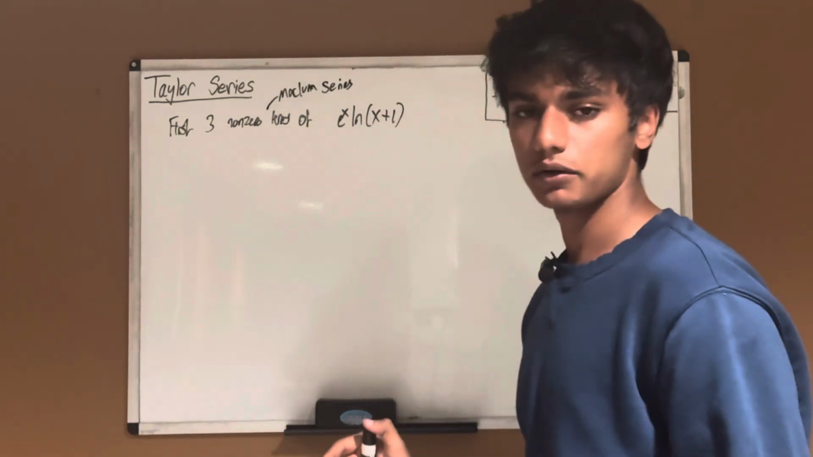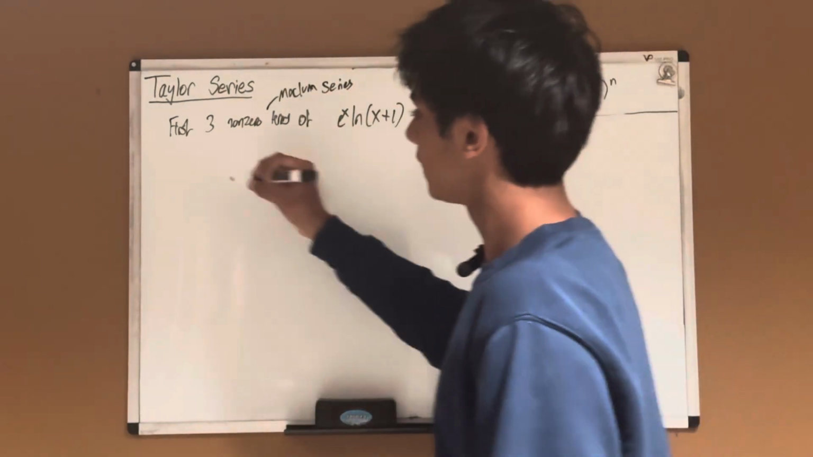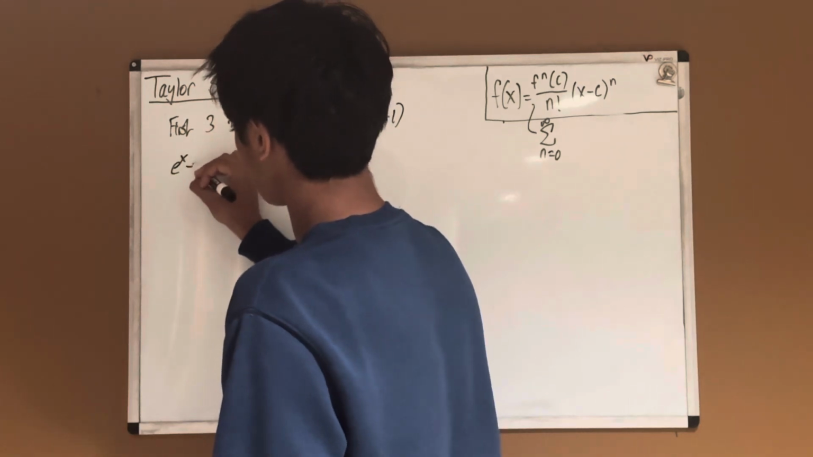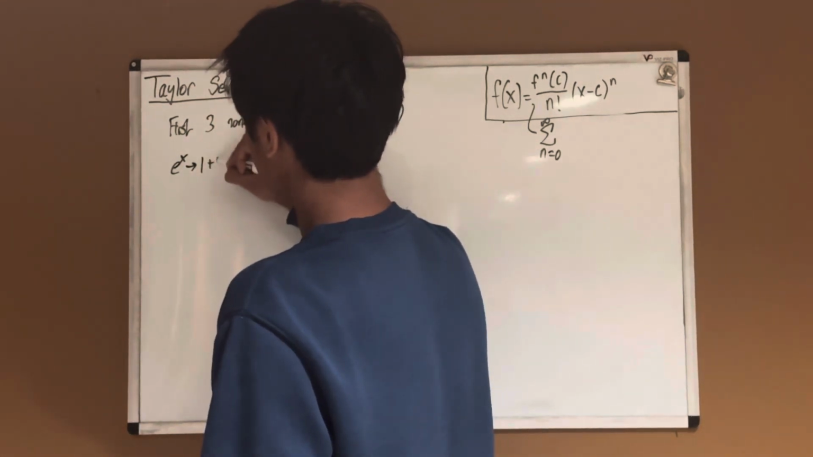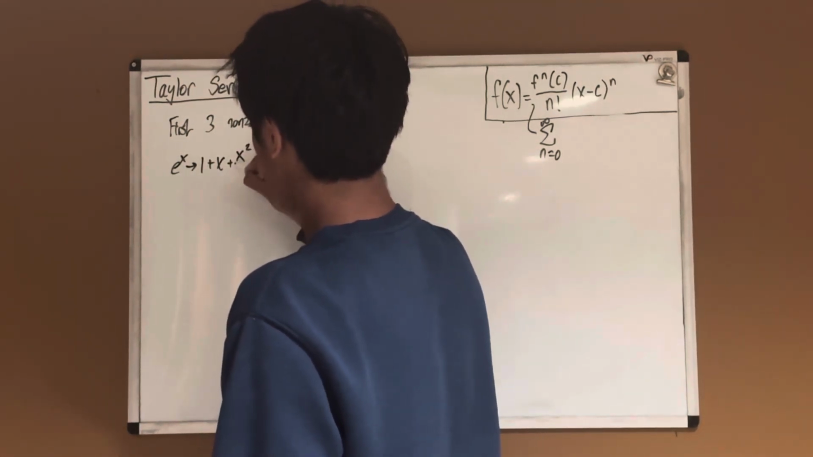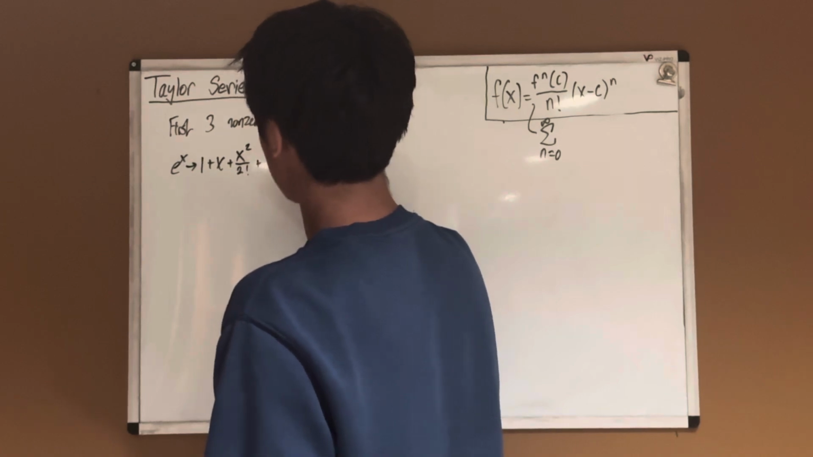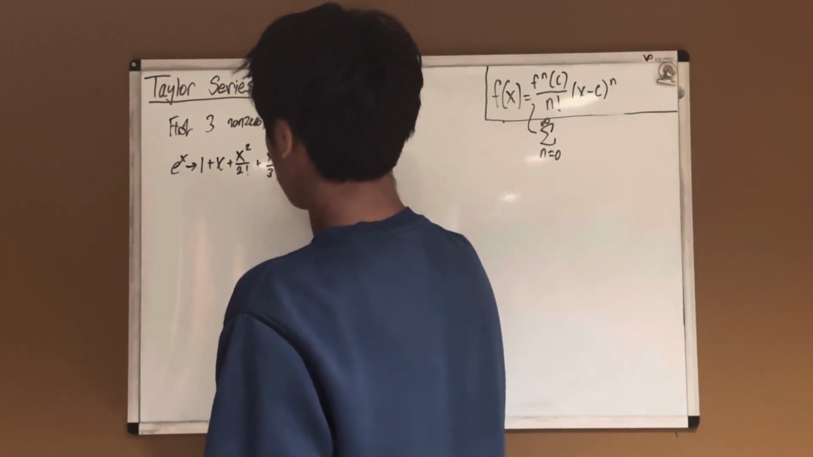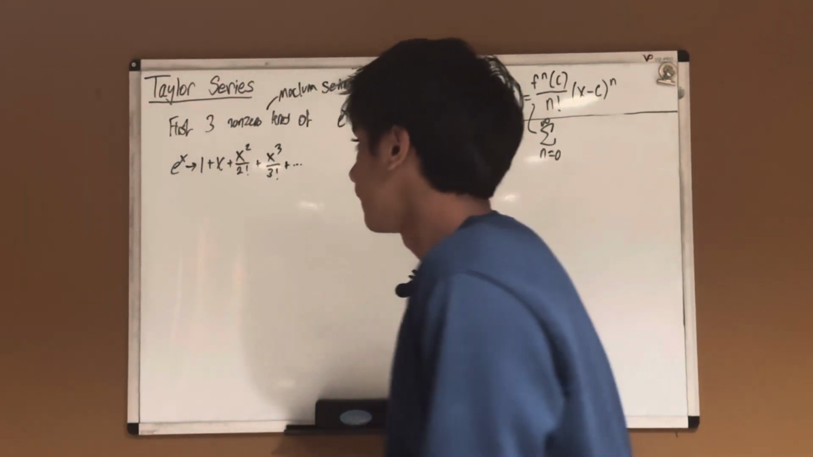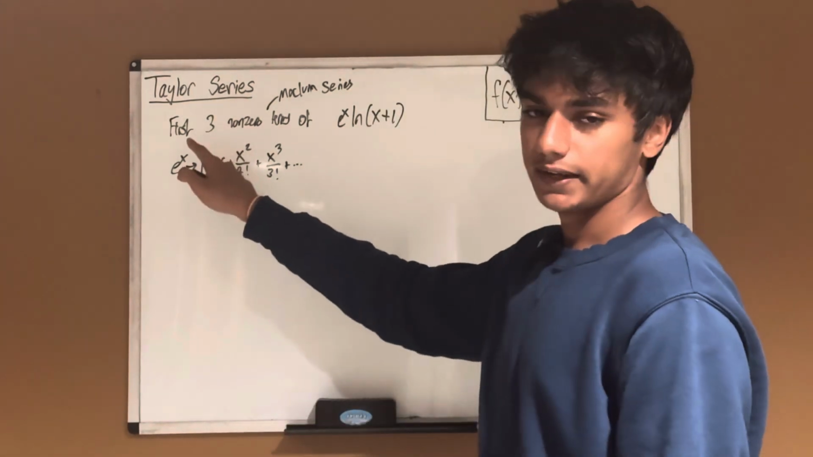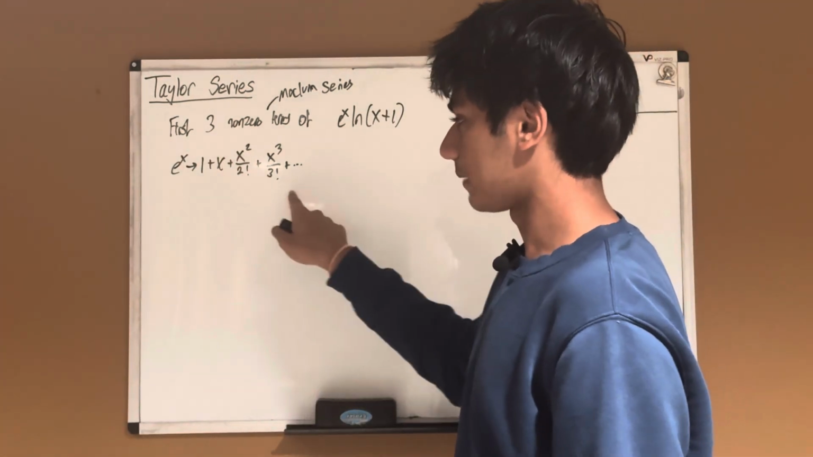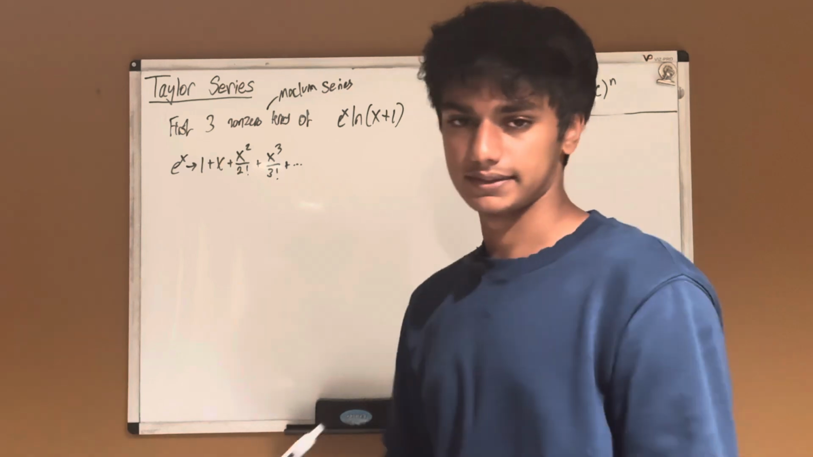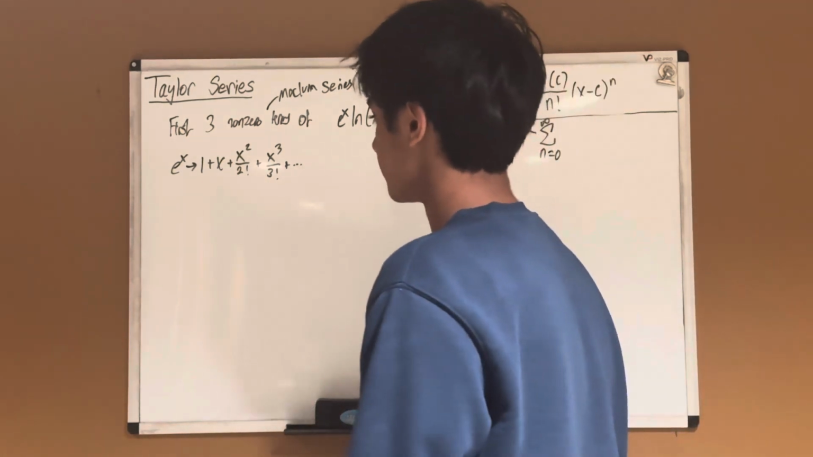Okay, so the first thing we know is that e to the x, the Maclaurin series for that, is equal to 1 plus x plus x squared over 2 factorial plus x cubed over 3 factorial plus blah, blah, blah. And so see, we're only trying to find the first 3 non-zero terms, so I don't have to write that much. I'll just write this much and see how much else we need.